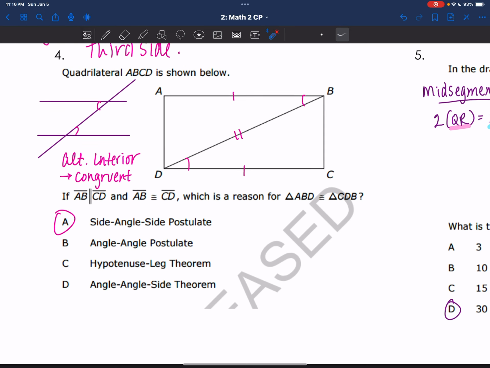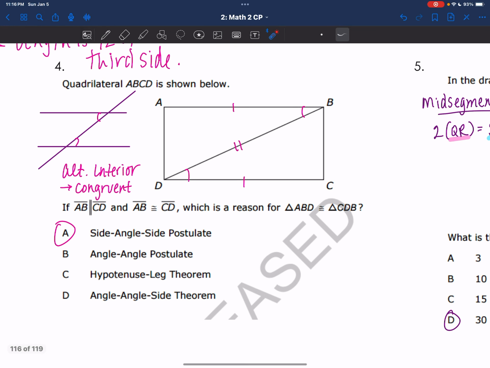All right, number 4 is alternate interior angles, because we know that this is a quadrilateral, and it says here AB is parallel to CD, so these are parallel lines, and we know that AB is congruent to CD. So this is your parallel lines with the transversal, and we know that this angle is congruent to that angle. So far we've got a side, we've got an angle, and we've got another side. So side, angle, side.